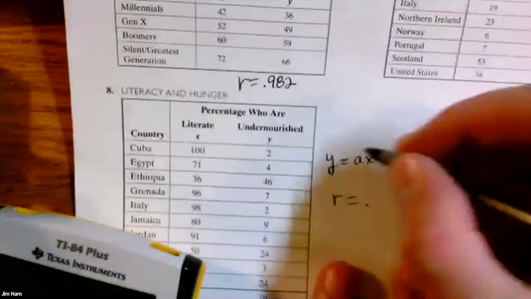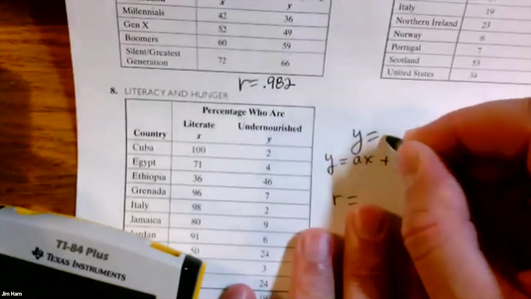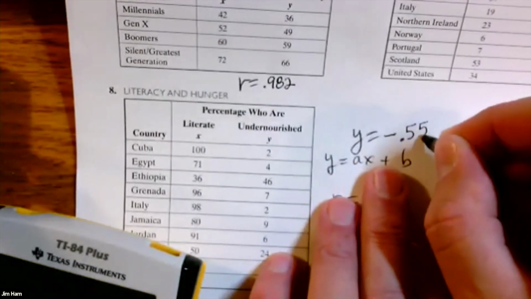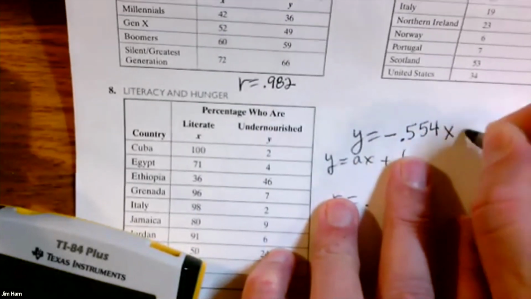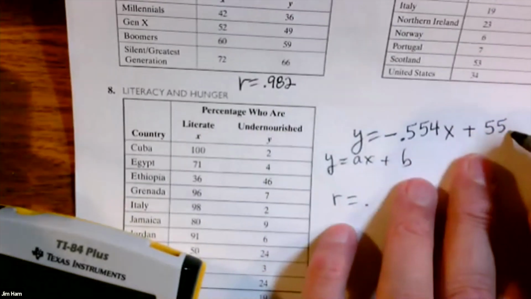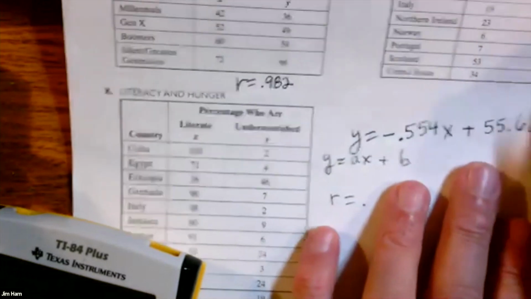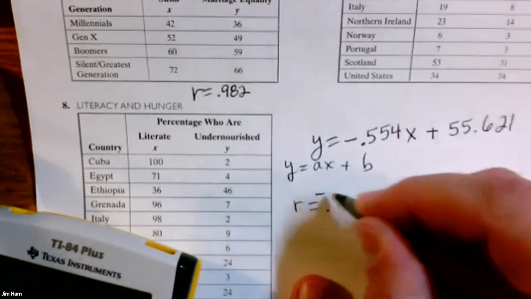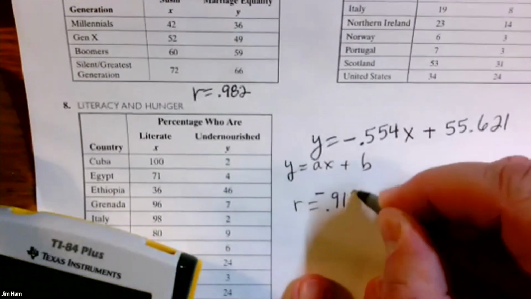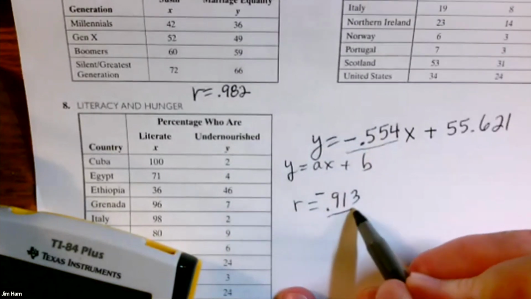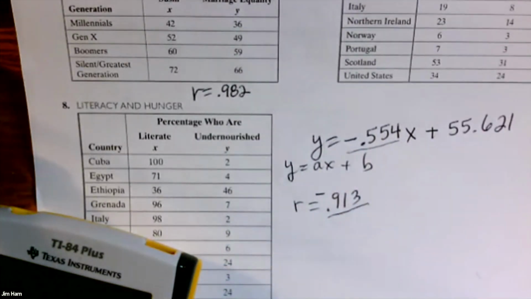And so this is going to be a negative sloping line, so that's why you see the negative 0.554 X, and then the Y-intercept 55.621, and then the correlation coefficient is the same sign as the slope. So if the slope is negative, the correlation coefficient is going to be negative. They are positive or negative together.